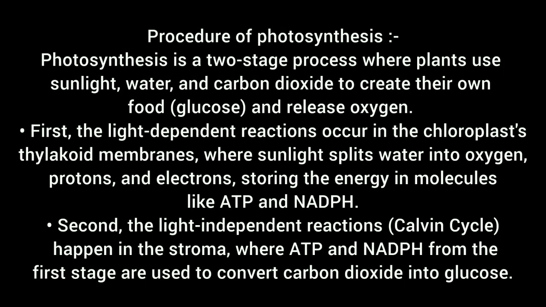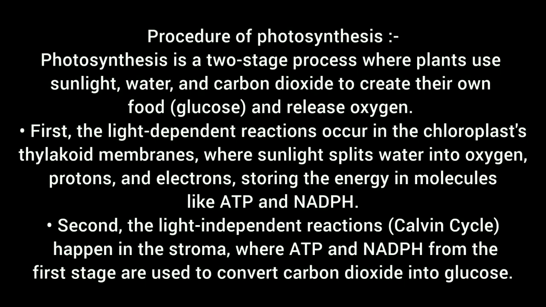Next, procedure of photosynthesis. Photosynthesis is a two-step process where plants use sunlight, water and carbon dioxide to create their own food called glucose, and oxygen. First step is the light-dependent reaction. It occurs in the chloroplast thylakoid membrane, where sunlight splits water into oxygen, protons and electrons, storing the energy in molecules like ATP and NADPH.